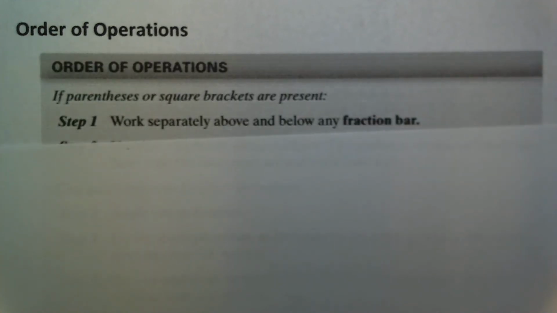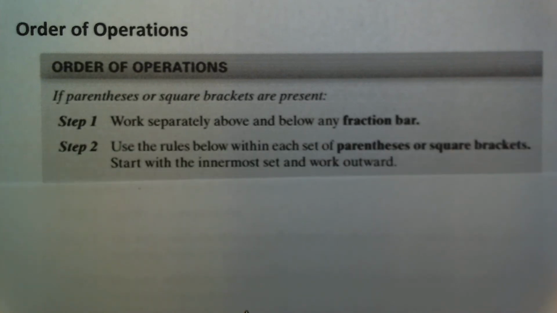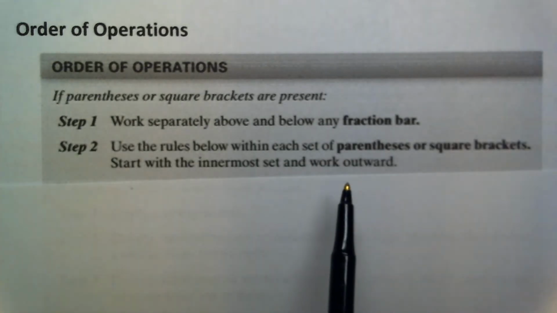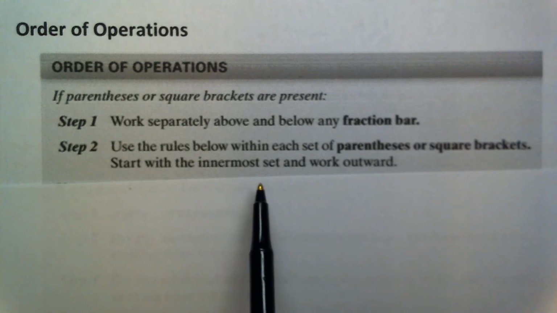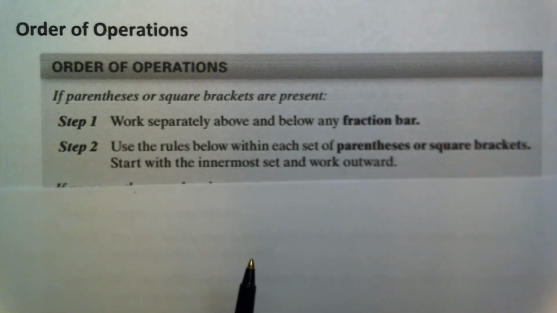So here's the order of operations. If parentheses or square brackets are present, step 1, work separately above and below any fraction bar. Use the rules below within each set of parentheses or square brackets. And you always start with the innermost set and work outward.